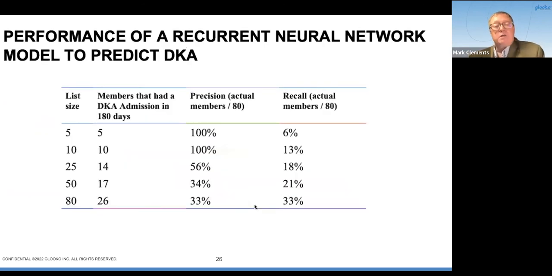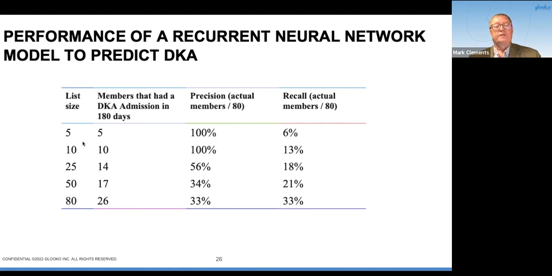So how does a model like this perform? This is a deceptively simple table, but I'll walk you through it. What we did is we created a rank ordered list by probability of hospital admission for all of our patients in our diabetes center. And we selected from that list of 2,400 patients in our clinical practice, a list of 80 individuals who had the top risk for admission.